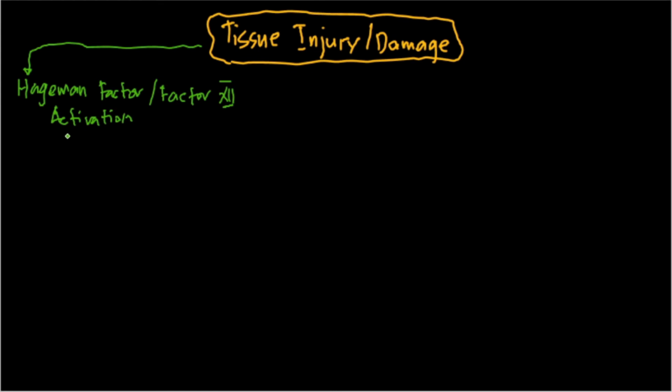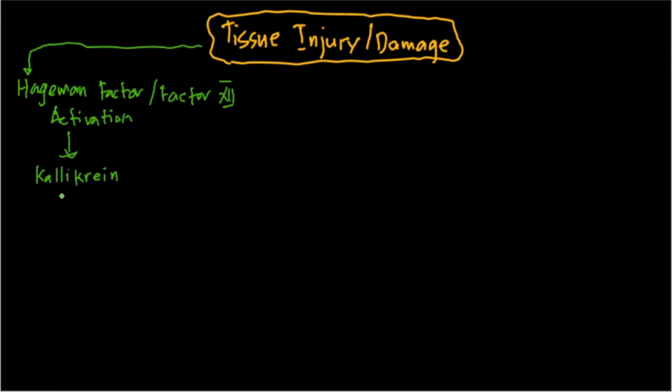When the Hageman factor is activated, another proteolytic enzyme can also be activated. That is what we call your kallikrein. Bear in mind that your Hageman factor is a type of plasma protein. Your kallikrein is also a proteolytic enzyme.